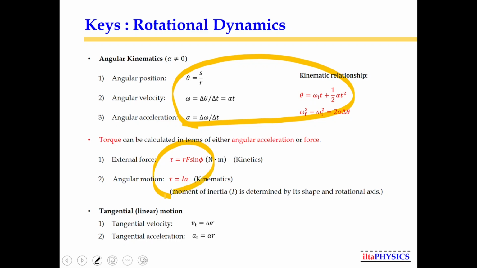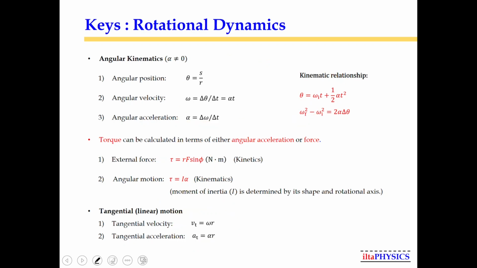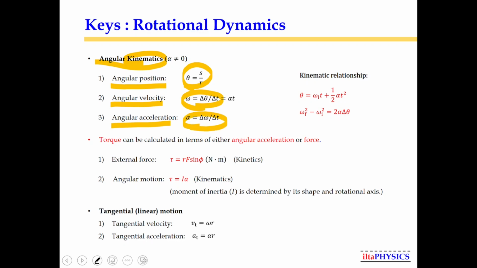However, you do need practice to accurately understand the problem and know which formula to apply. In terms of rotational kinematics, there are only three parameters. First is angular position, defined as the ratio of the arc length traveled to the radius. Second is angular velocity, which is the rate of change of angular position over time. Third is angular acceleration, defined as the rate of change of angular velocity over time.